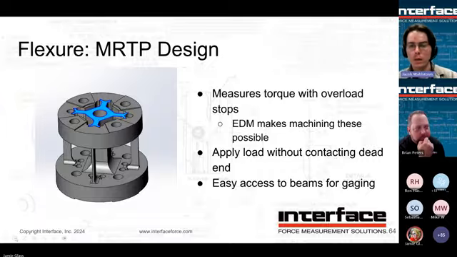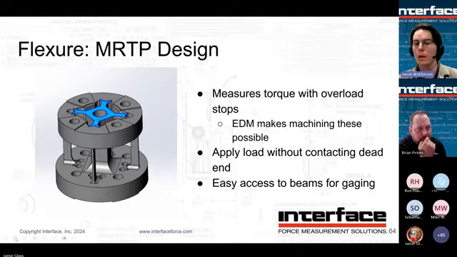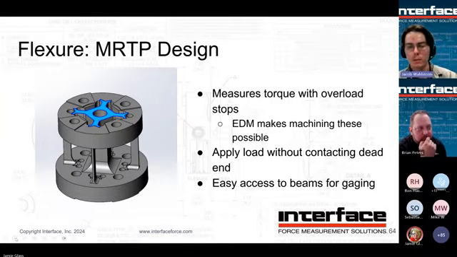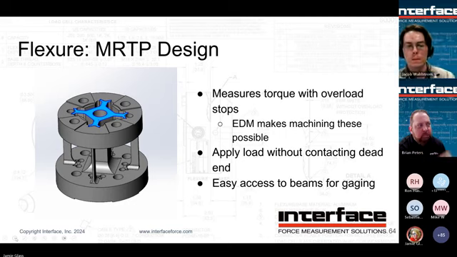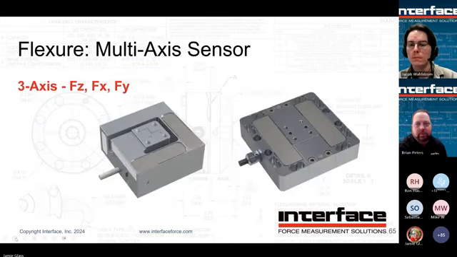That's what helps keep the live end, the load application of that outer ring, from touching the dead end overload stop column. And another beneficial aspect of this is the beams are on the outside, so they're very easy to access for gauging and wiring.